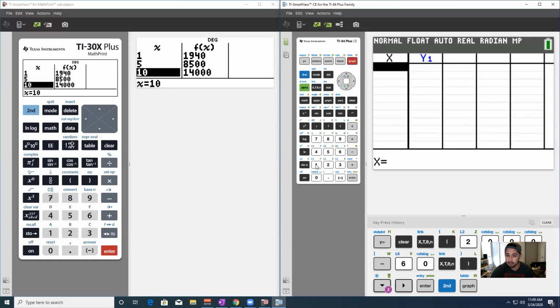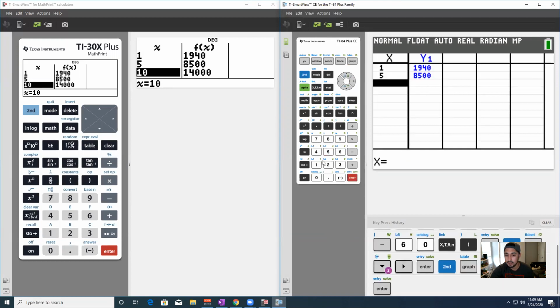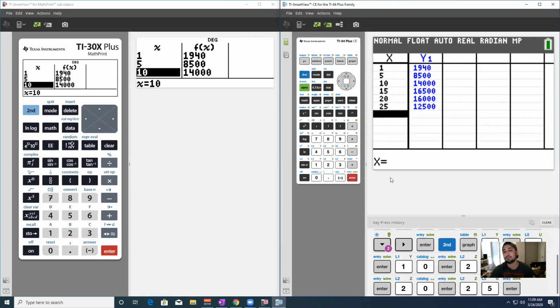Boom. Beautiful XY chart. 1, 5, 10, 15, 20, 25. Same thing. Okay. And now, those are all the ones for the revenue function.